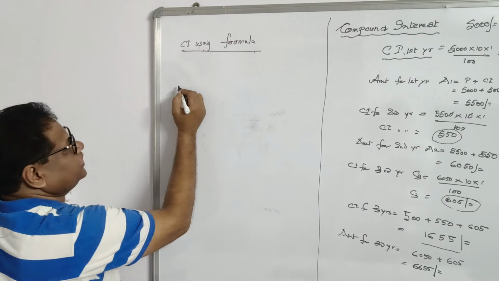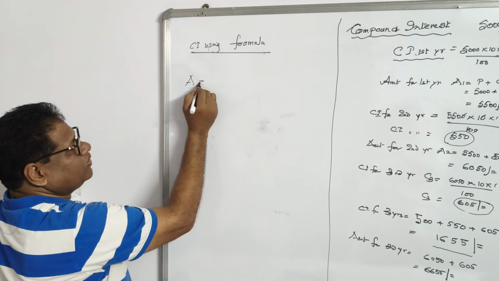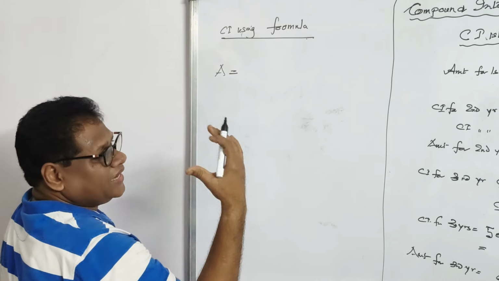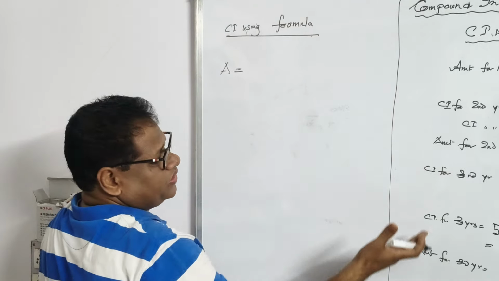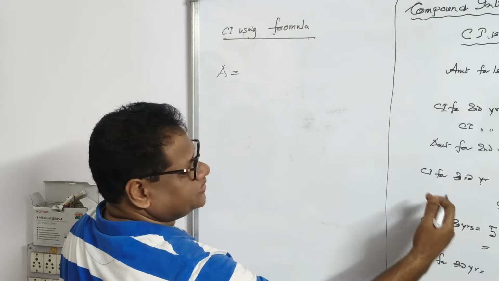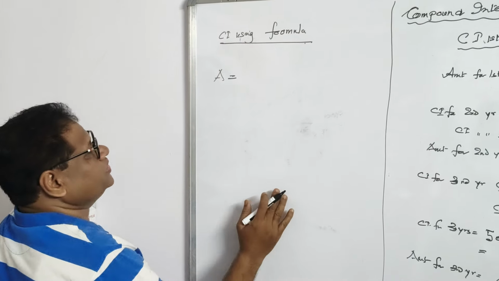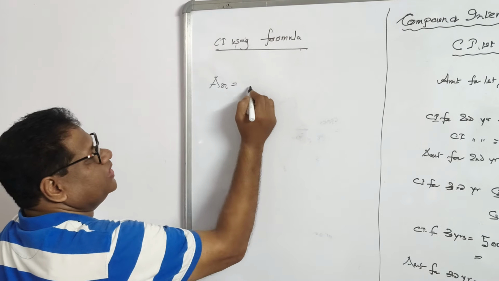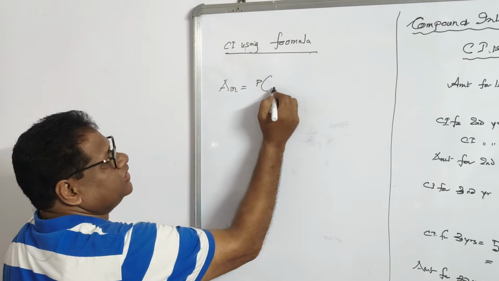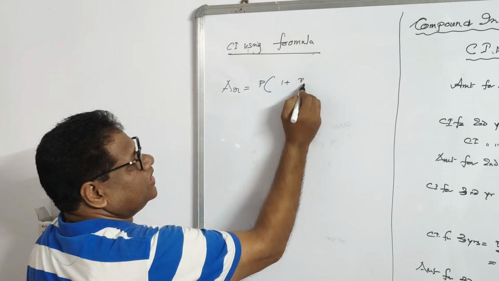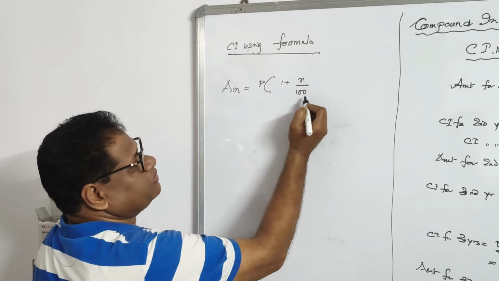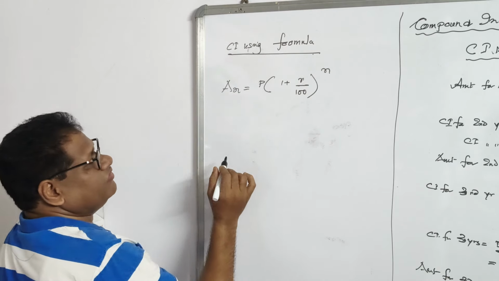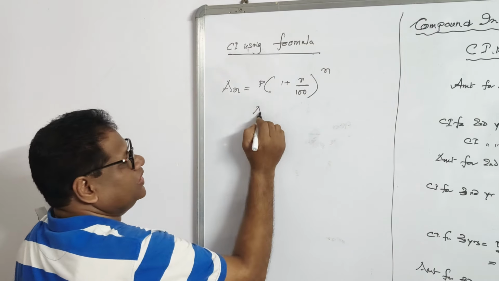Now, first and foremost thing, you have to know the expression for calculating the amount. Amount can be calculated in case of compound interest for first year, second year, third year, or for n number of years. Using this formula, amount at the end of n years is equal to principal into 1 plus R by 100, that is rate percent, to the power n. Now let me clarify what all these terms are.